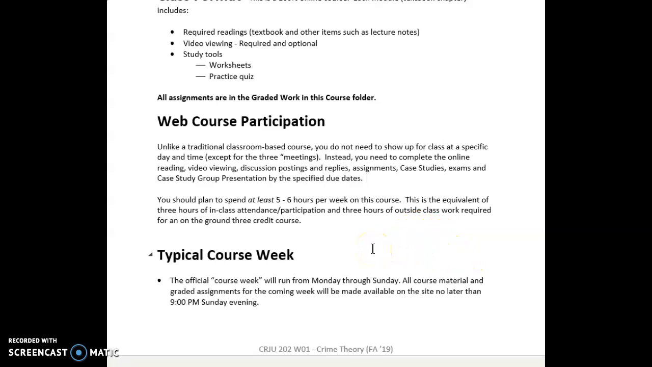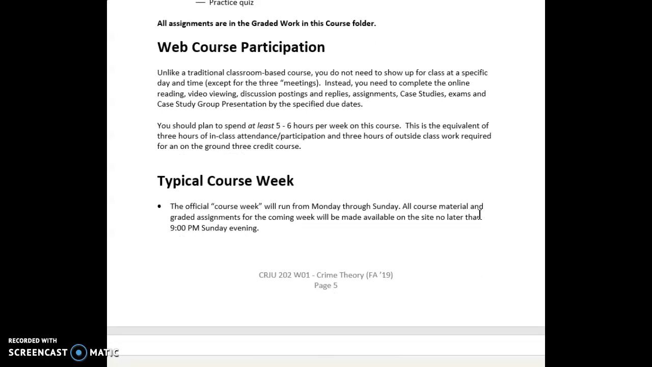Ordinarily, if you're taking a 3-credit course, you'd be in class for 3 hours a week, and at least according to accrediting board standards, spending at least 1 hour outside for each hour in class, which would mean 6 hours per week for a 3-credit class. I would suggest that you plan for at least 5 to 6 hours a week to do the required reading and to complete the assignments.